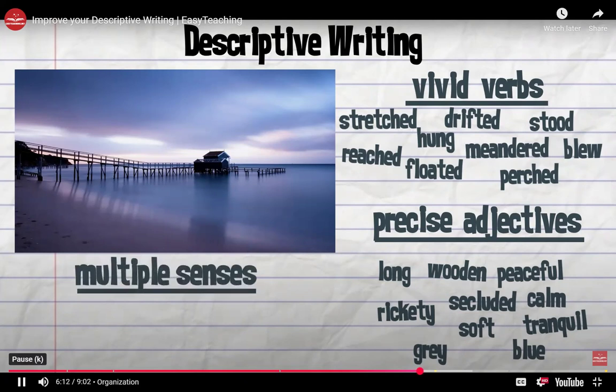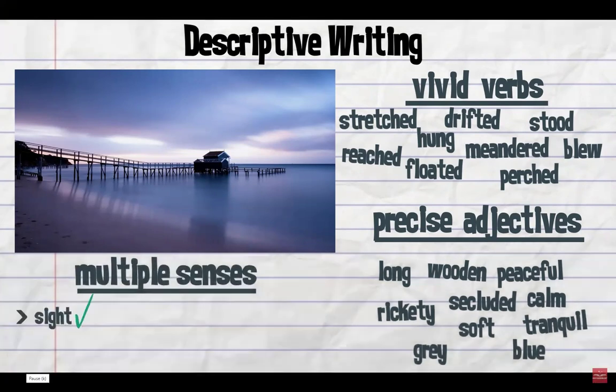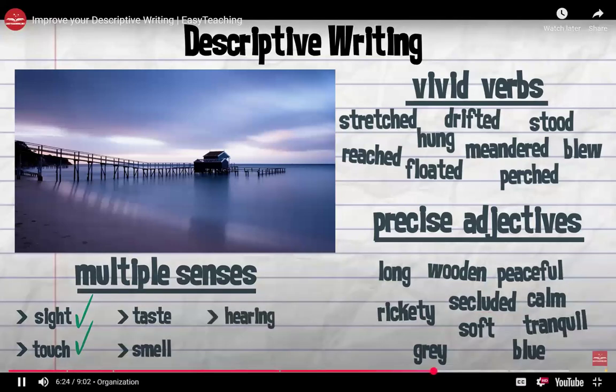Make sure we include multiple senses. Most of these words are going to describe what it looks like. These words here could be used to describe the sense of touch. Can you think of anything we could add for taste, smell, or hearing? Looking at a picture, we can't know what it tastes like, what things smell like, or what people might hear if they were there, but we could use our imagination. Whether it's true or accurate or not doesn't matter.